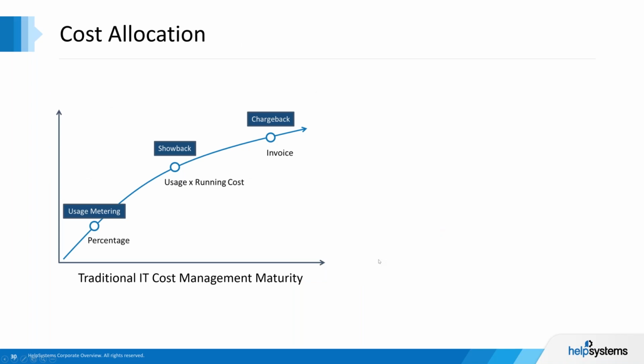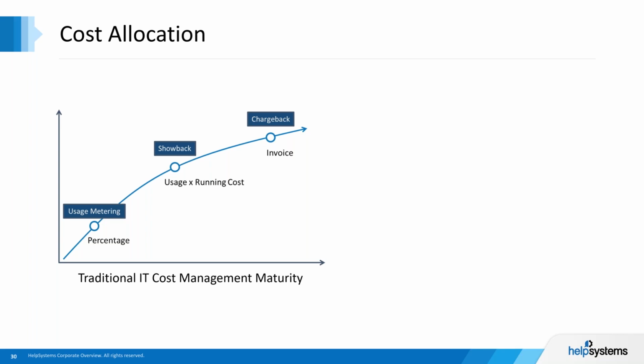Another aspect that also needs to be considered for this ongoing optimization is the cost allocation. So how do I allocate costs to my organization? If we look at the traditional IT cost management maturity, the first step is to just measure, or metering, so you can tell how much is being used by different parties or different departments or business units or internal customers or whatever you call them.